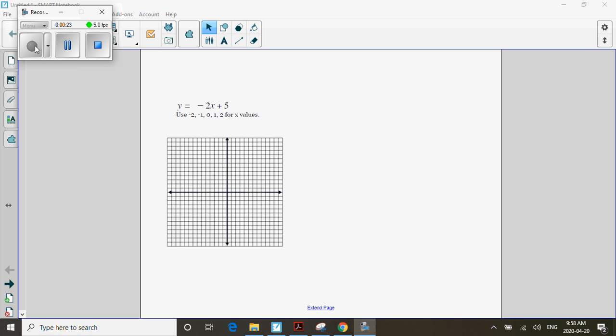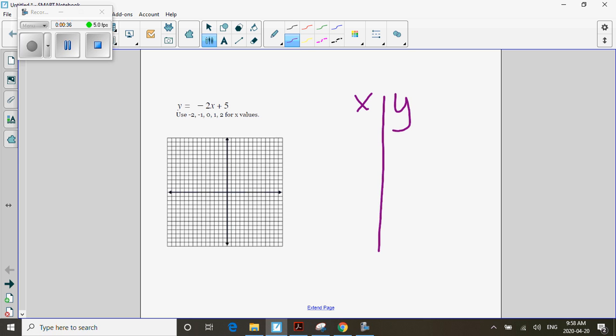negative 1, 0, 1, 2 for x values. What this means is you want to actually create a table of values. We're going to go x and y, and they've already told you what to use for the x values. So negative 2, negative 1, 0, 1, and 2. And from there, we're going to put those values into our equation to figure out the y value.